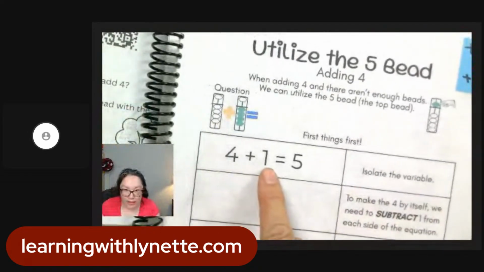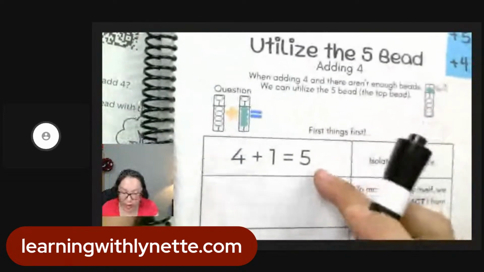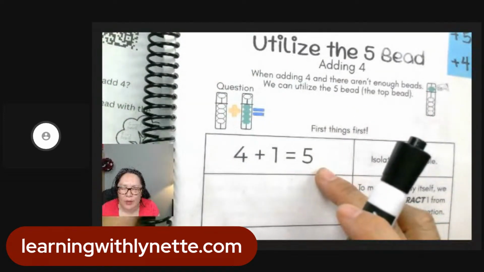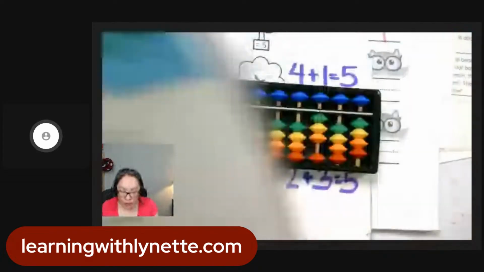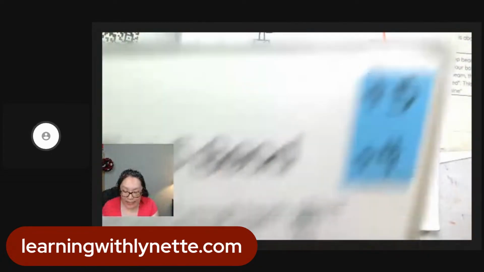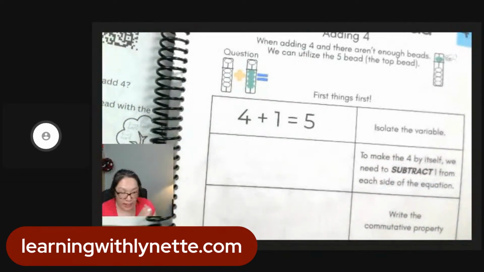Why are we learning this? Because we're going to be able to utilize our 5 and make sure that our numbers are no longer freeloaders. So what does that mean? Notice that I have the 3. I want to add the 4. When I add the 4, I need to modify.